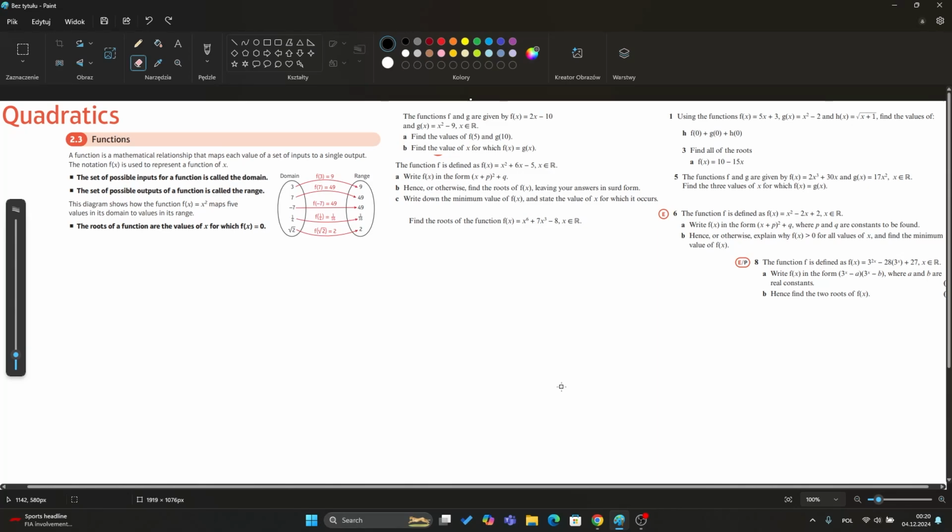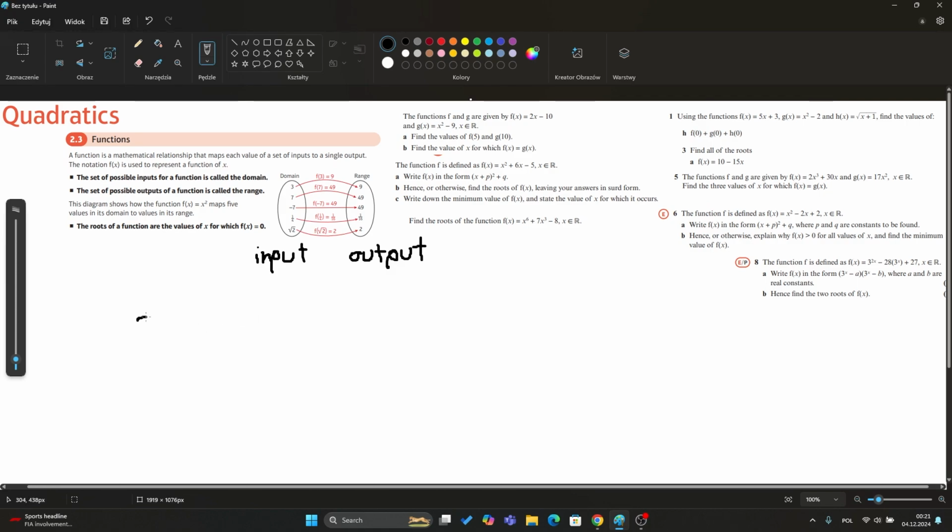Hello and welcome, and today we're going to look at functions, which is the third topic of quadratics. So, what is a function? Well, a function is a relationship. It is a relationship between the input and the output.